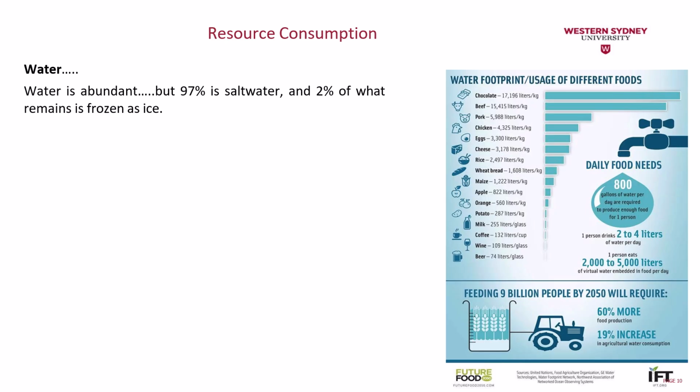Now we're coming to the water. Water is abundant, but about 97% of the water is salt water, and only 20% of what remains is frozen as ice, and then we have only 1% as liquid water. So, in principle, the water is renewable, but it is dependent upon the global ecosystem.